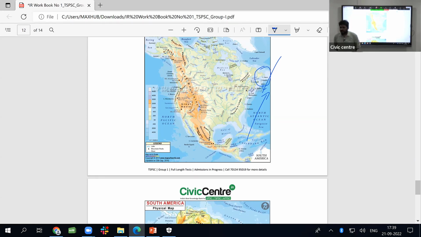North of Nicaragua, you can see Belize, Honduras, Guatemala. At least try to remember Panama, which is a connecting point between North America and South America.